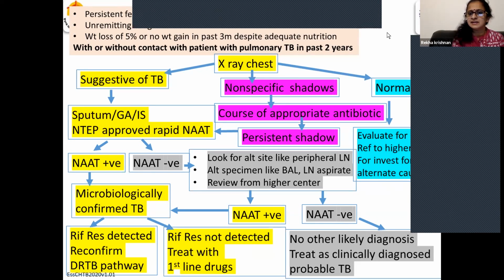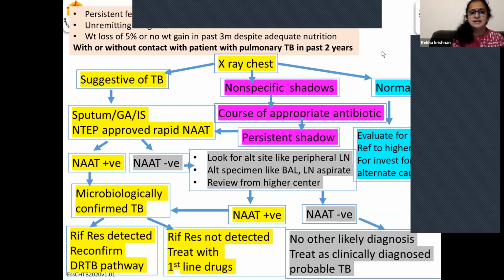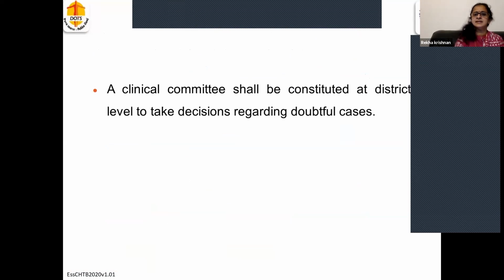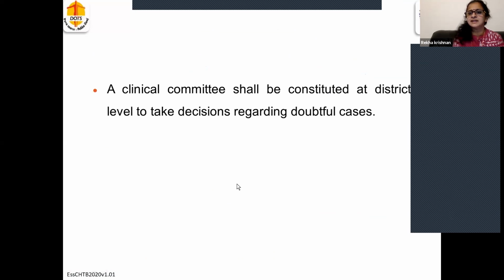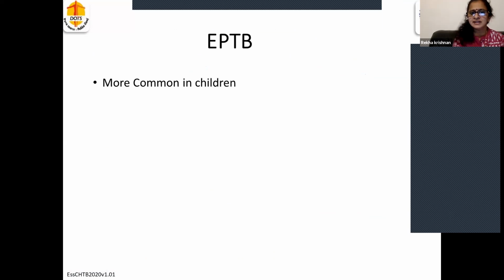See here, we are evaluating all these for patients where there is persistent fever for more than 2 weeks and unremitting cough for more than 2 weeks, and not for asymptomatic children. And for the latent TB infection treatment, as already mentioned, it is difficult to rule out active tuberculosis. And when there is a difficulty in ruling out, the program has already planned a clinical committee at district level to take decisions regarding doubtful cases.